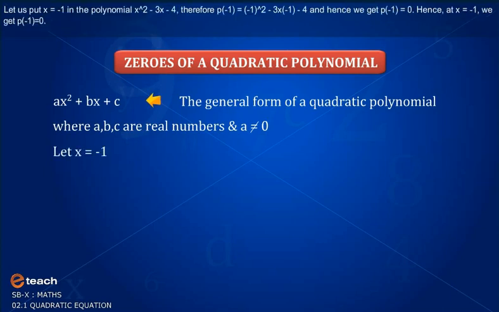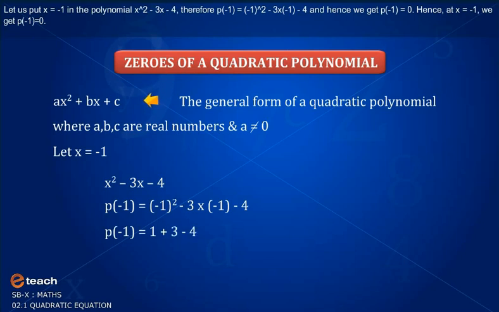Let us put x is equal to minus 1 in the polynomial x square minus 3x minus 4. Therefore, p of minus 1 is equal to minus 1 whole square minus 3 into bracket minus 1, bracket complete, minus 4. And hence, we get p of minus 1 is equal to 0. Hence, at x is equal to minus 1, we get p of minus 1 is equal to 0.